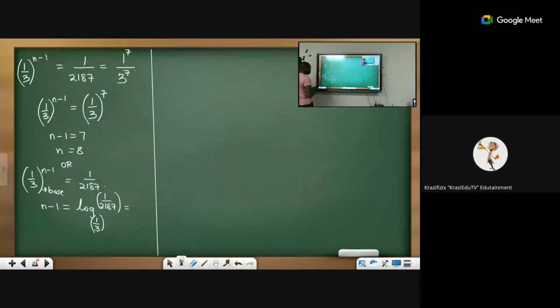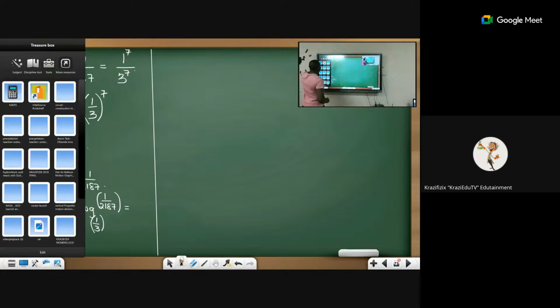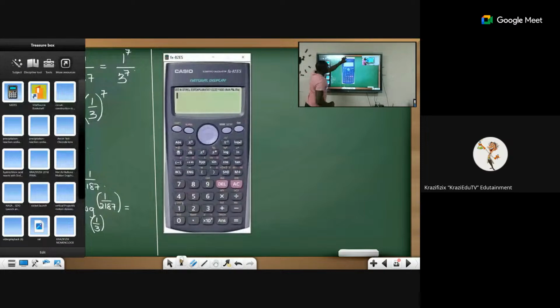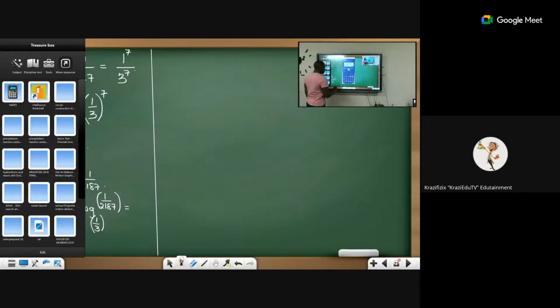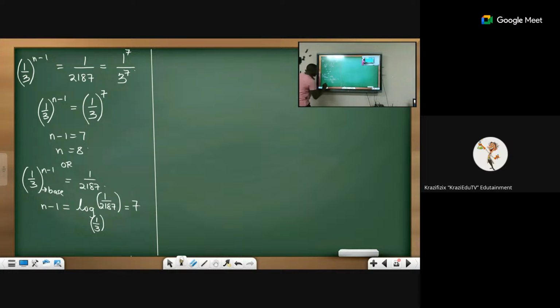What will this be equal to? You just grab your calculator quickly. Oh, I'm going to block your view there. Forgive me. All right. I'm using the log on the right-hand side, the one with the 2 boxes. Log. What is my denominator? 1 over 3. And what is my main number there? 1 over 2187. Check my answer. It gives me 7 straight. Oh, so n minus 1 equals 7, n therefore is 8.